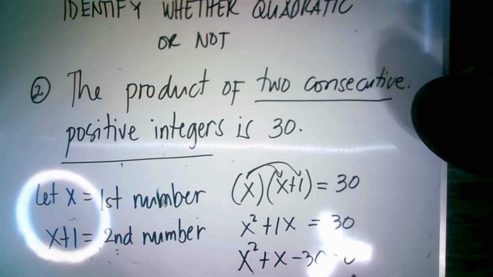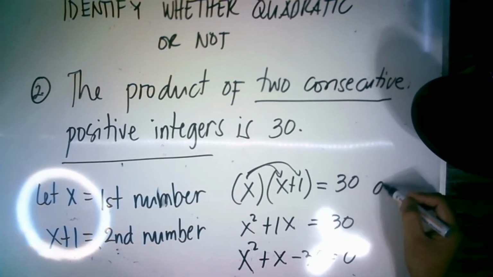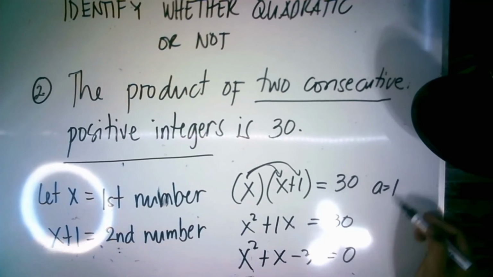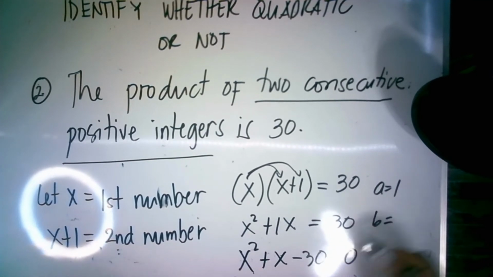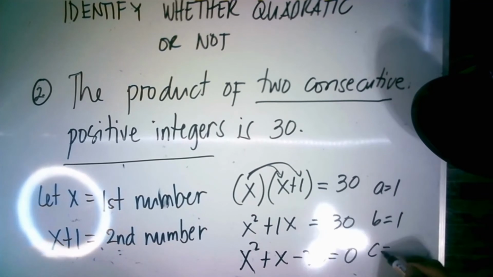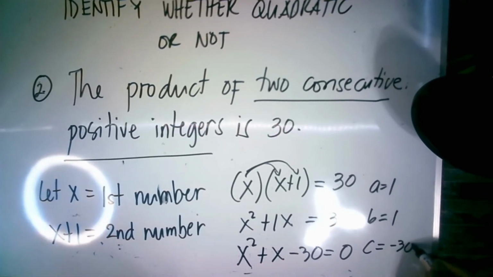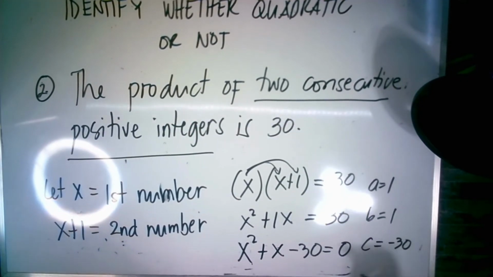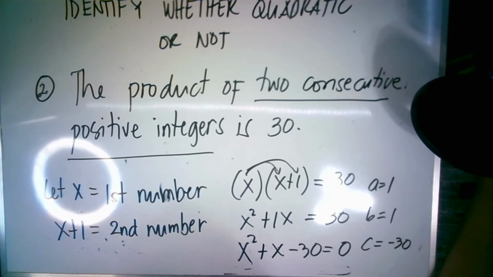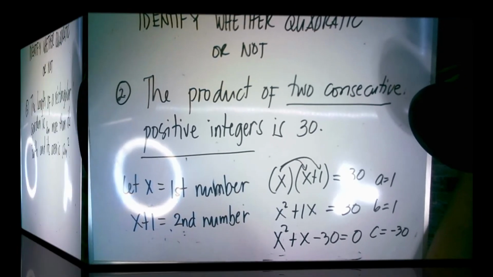Kung naka-standard form na siya, kung sa value ni A, 1. Value ni B, 1. Ang value ni C, negative 30. Now, kung gusto mo mangutana kung saan ang answer ni x is 5, ang answer ni the second number is x plus 1, 5 plus 1 is 6.